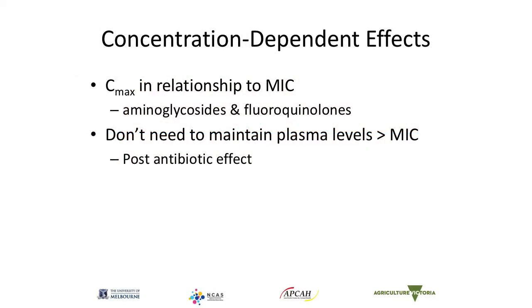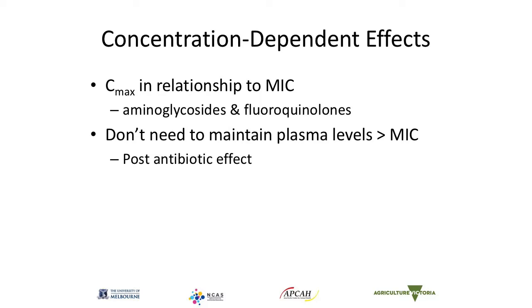Other antibiotics exhibit concentration-dependent bactericidal effects. For the aminoglycosides and fluoroquinolones, the peak plasma concentration, or the Cmax, in relationship to the MIC, is the most important factor in determining optimal dosing. It is not necessary or desirable to maintain serum levels in excess of MIC because of the post-antibiotic effect of the drug, and this is a factor we'll explain a little later. For optimal bactericidal effects, we need to aim to achieve a plasma Cmax about 10 times the MIC of the organism being treated. Maximising the bactericidal killing rate reduces the risk of regrowth of a resistant subpopulation.